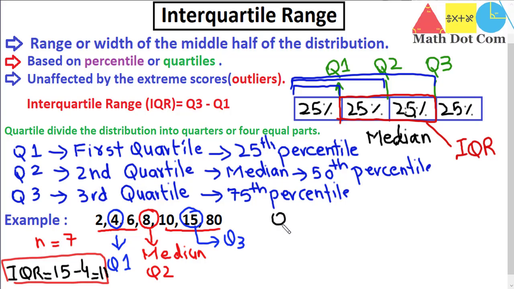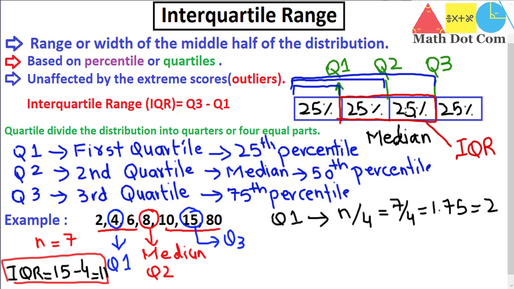For Q1, the formula that you can use is just to divide n by 4. 4 is for the quarter. Here n was 7. So 7 divided by 4 is equal to 1.75, and you just need to round it off, it's 2. It means the value at the second position from the left will be the value of Q1. So if we move from left, 4 is at the 2nd position. So 4 is the value of Q1.